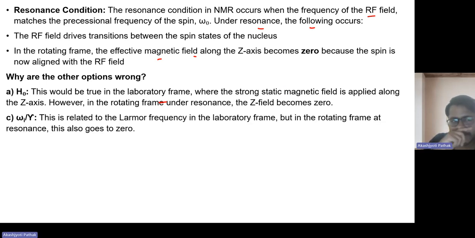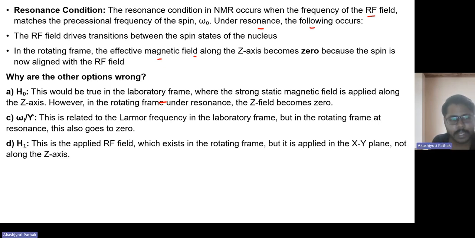Option C is omega I by gamma. This is related to the precession frequency in the laboratory frame, but in the rotating frame at resonance, this also goes to zero. In the case of option D, this is H1, the applied radio frequency field which exists in the rotating frame, but it is applied in the XY plane and not along the Z axis.